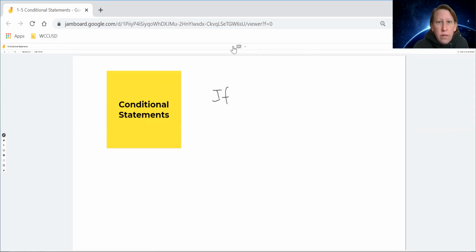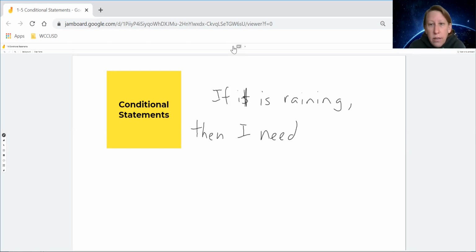If it is raining, if the condition of the weather is that there's rain, if that condition is present, then what could I conclude? Lots of things. Maybe I could conclude I need an umbrella. The weather condition is that it's raining, then I need an umbrella.